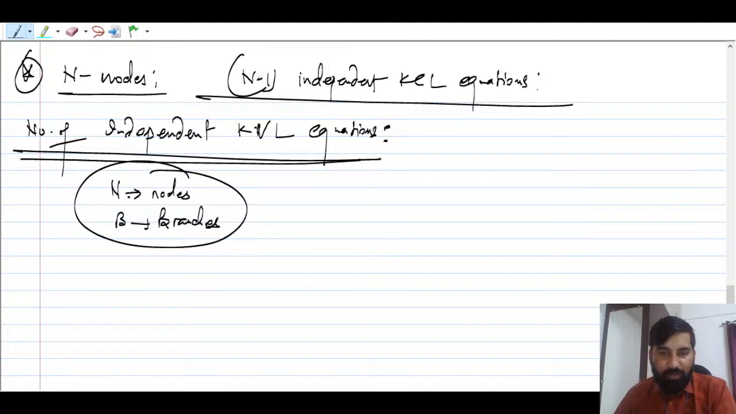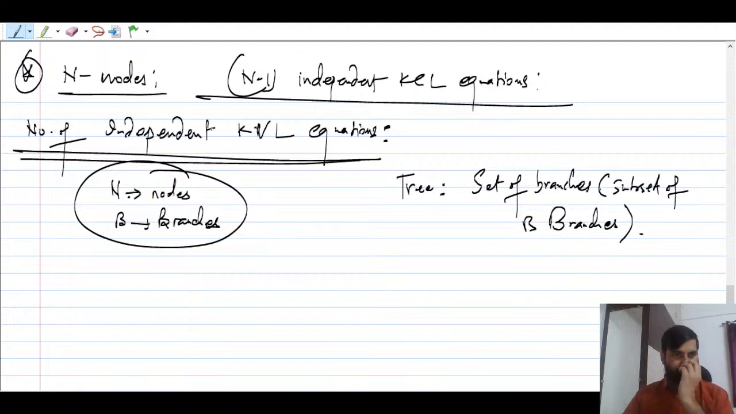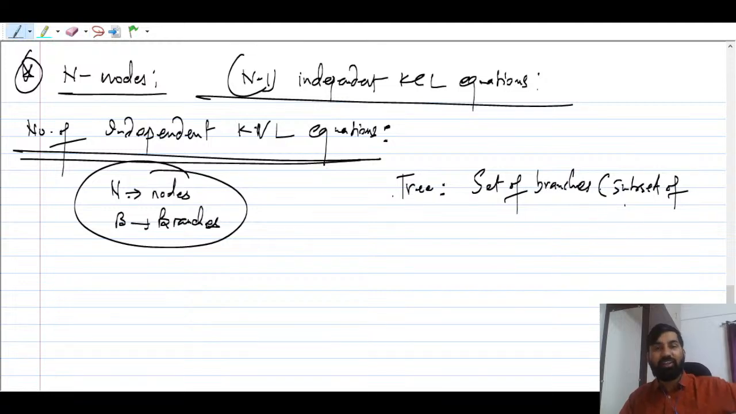So, set of branches. Let me write the definition here. Tree is nothing but a set of branches. Suppose there are b number of branches in the circuit, so it can be a subset of the b branches. Set of branches means subset of b branches. Understood? Please remember, if there is a loop, that is not called a tree in the circuit.